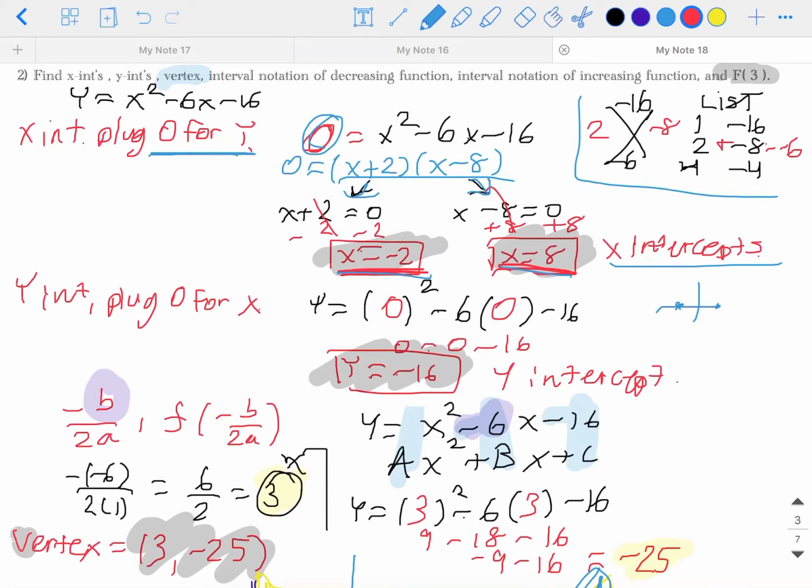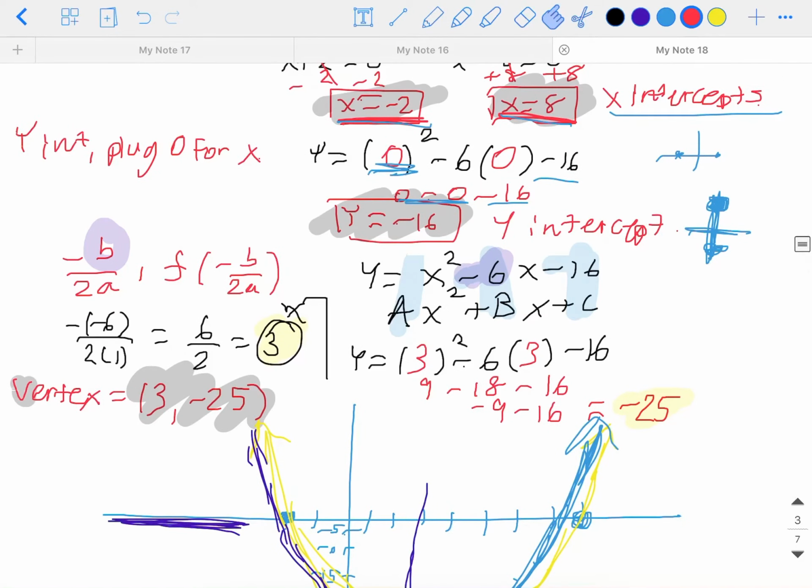The same goes for the y-intercept. Vice versa, we're going to plug in 0 for x. In order to find the y-intercept, it's pretty much easier than finding the x-intercepts. 0 to the second minus 6 times 0 minus 16 is negative 16. Visually, that's just general information about where the graph crosses the y-axis. It could be on the top or could be at the bottom.